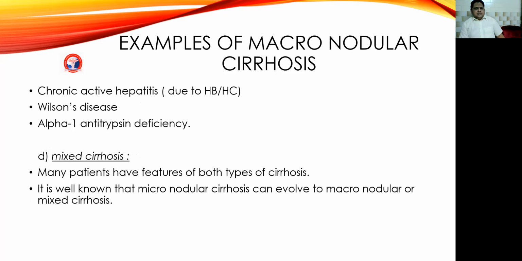The third type is mixed cirrhosis. These patients have features of both types of cirrhosis, that is, both macro and micronodular cirrhosis are seen in mixed cirrhosis. Another point is that micronodular cirrhosis can evolve into macronodular or mixed cirrhosis. So micronodular may change into the second type or the third type.